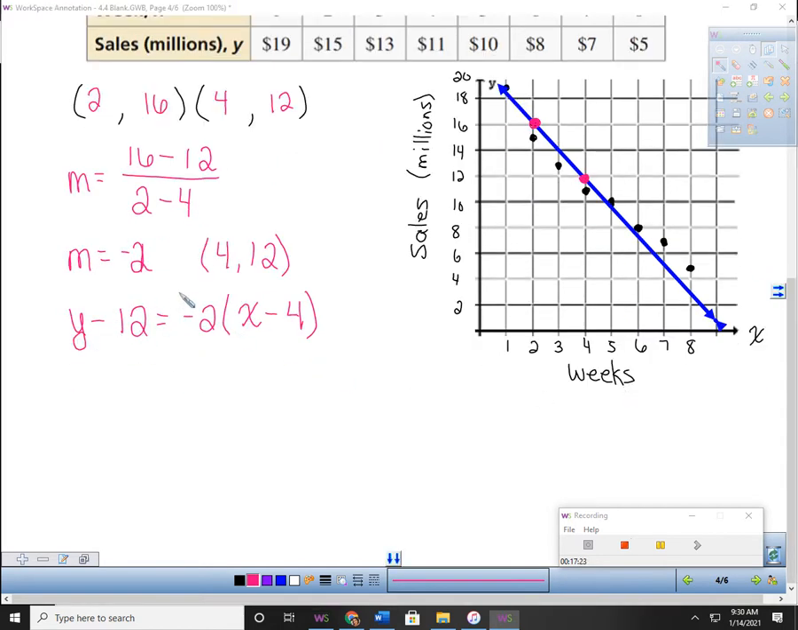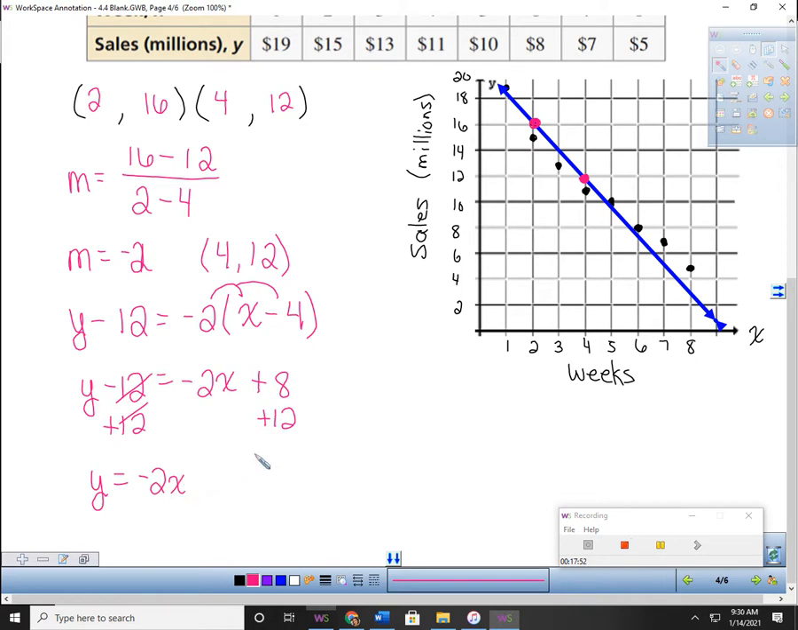Then I'm going to go ahead and do the solving for y. So I'll distribute my negative 2. Negative 2 times x is negative 2x. Negative 2 times negative 4 is positive 8. And then I'm going to go ahead and add the 12. So I get y is equal to negative 2x plus 20. And there's the equation of my line of fit.